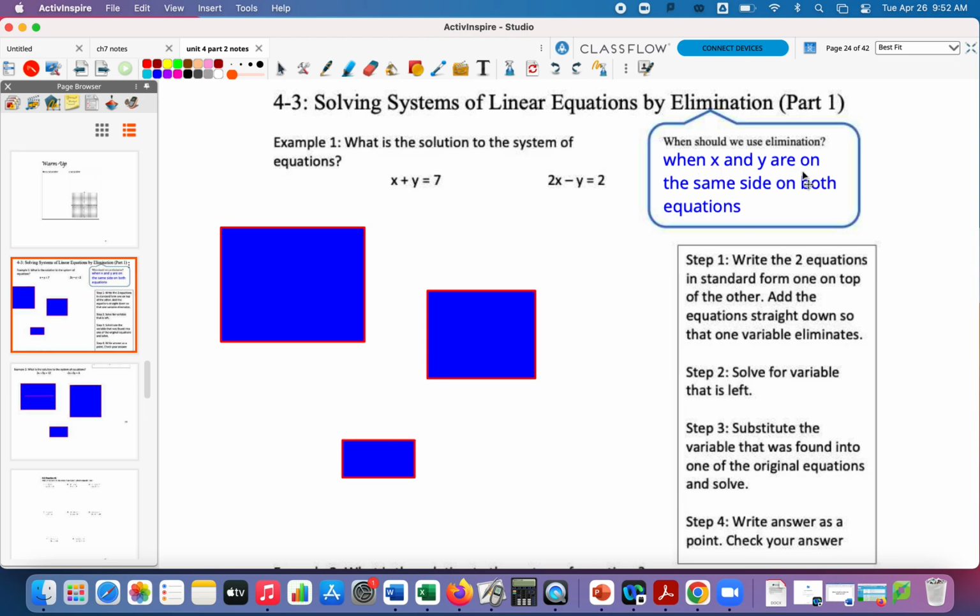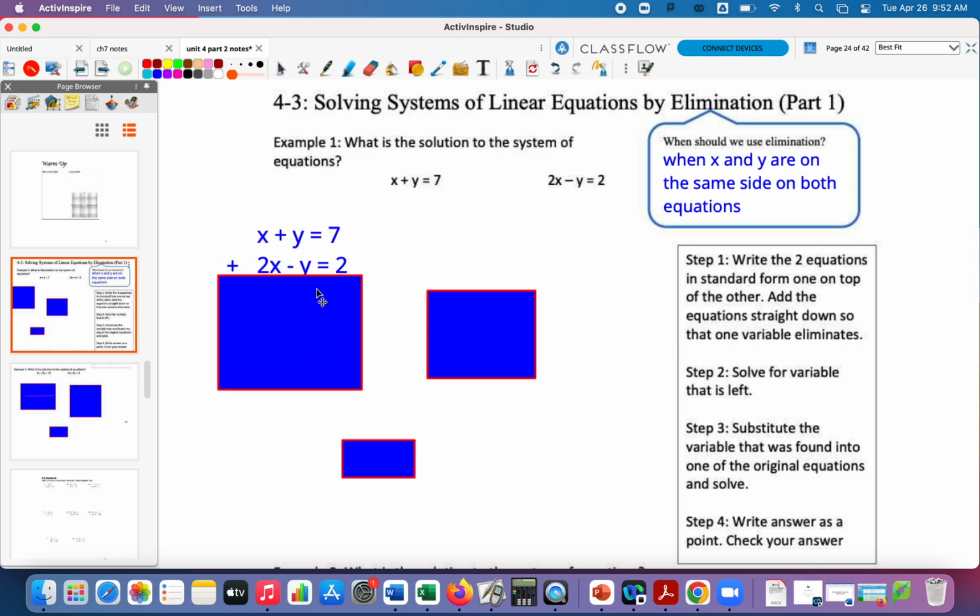This is when x and y are on the same side on both equations. So notice here, these are both actually in standard form. I could easily get y by itself if I wanted to, potentially to graph it or use substitution. But let's try elimination out here and see what would happen. So the first step is I'm just going to write the two equations in standard form, one on top of the other, and you're just going to add the equation straight down so that one variable eliminates.